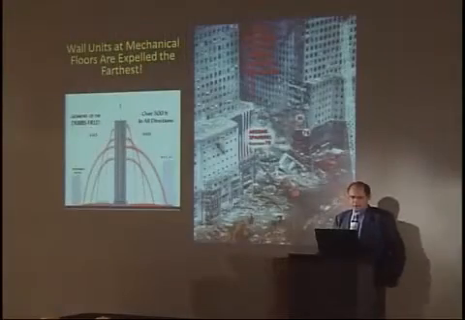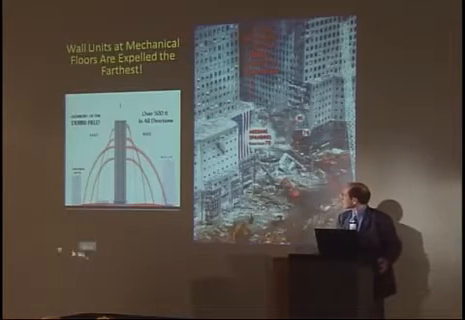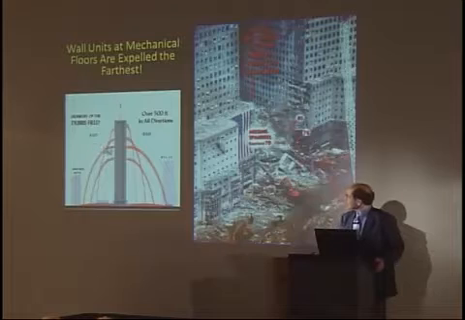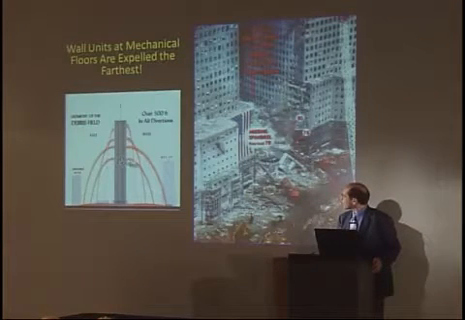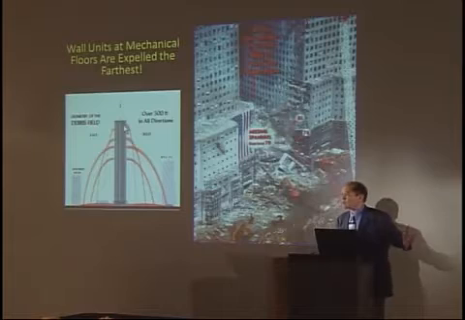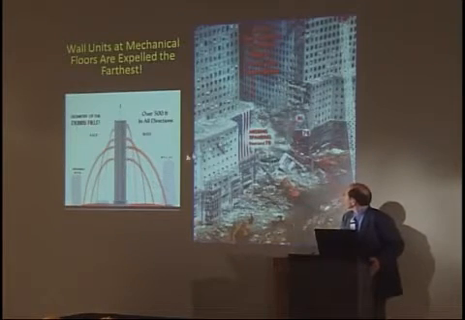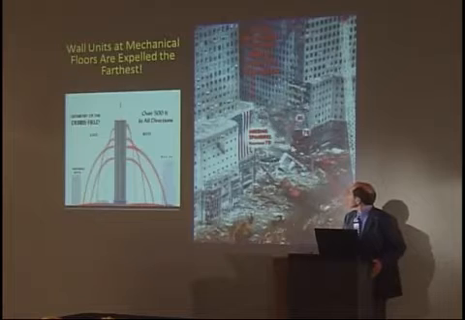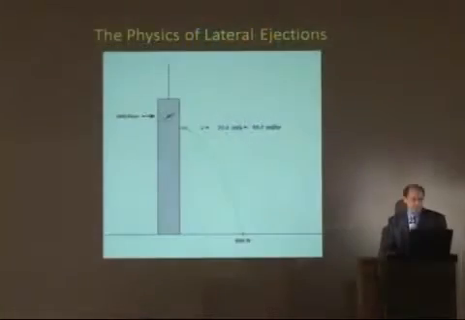In fact, the portions of the tower that had the greatest structural members, the sky lobbies and the mechanical floors, had the perimeter units thrown farther than the perimeter wall units from the upper floors, which theoretically should have, because they're higher, they should have gone farther, right? No, these perimeter units landed on the Winter Garden 600 feet away. Let's take a look at the physics of this.